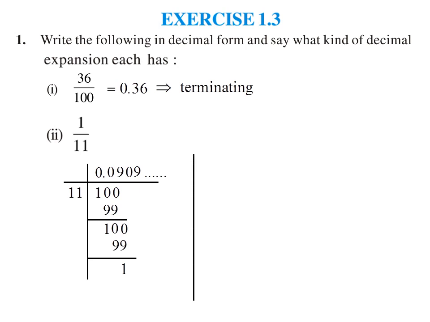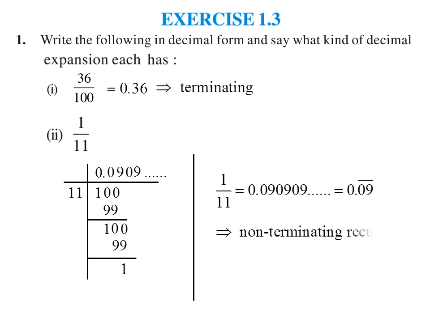So what we can say is that 1 by 11 can be written as 0.090909 up to infinity, or 0.09 with a bar. So which kind of decimal expansion is it? It is a non-terminating recurring decimal expansion, because the decimals go on infinitely, but 09 is a repeating form, so it is denoted as non-terminating recurring decimal expansion.